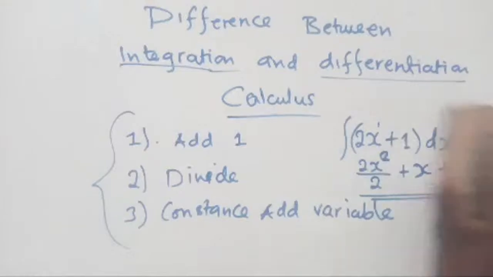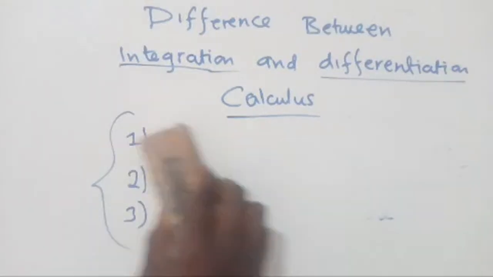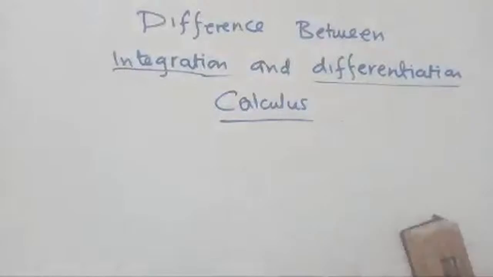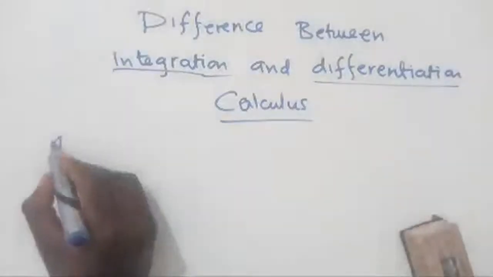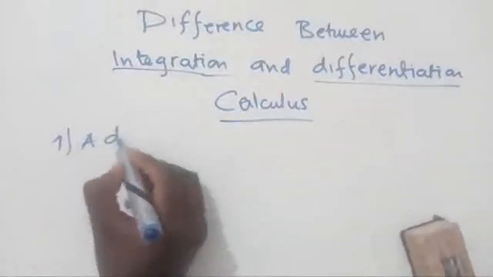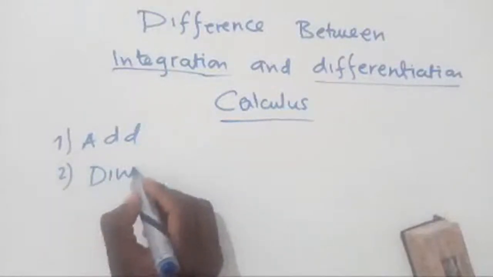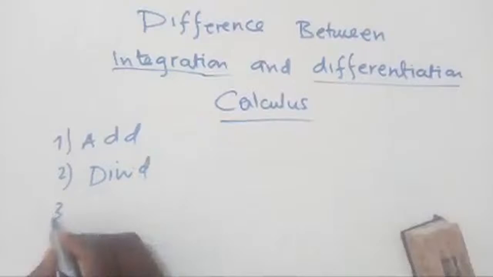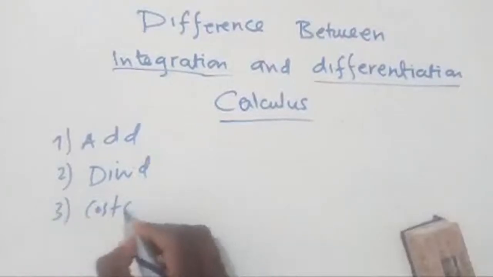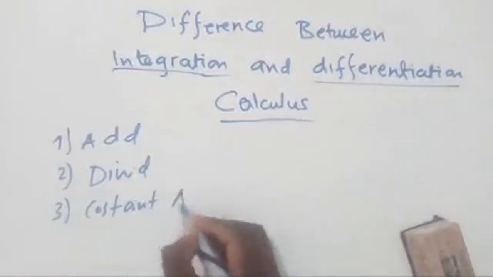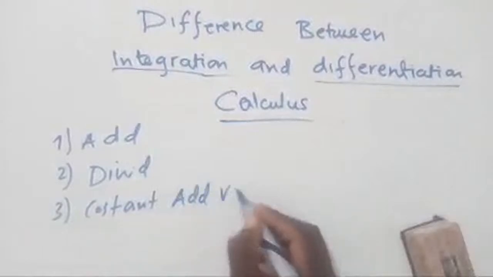Let me write them nicely so that we follow them here. Let me write here. Step 1, like I said, add. Step 2, divide. Step 3, constant, add variable.